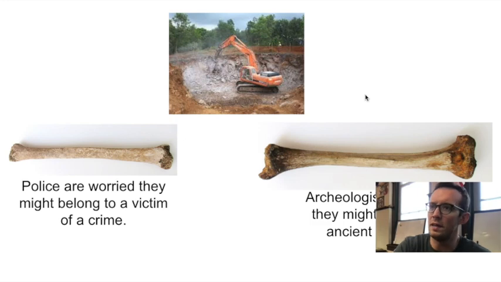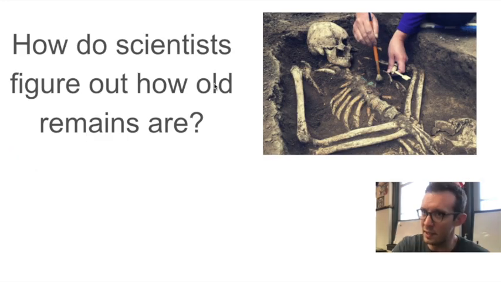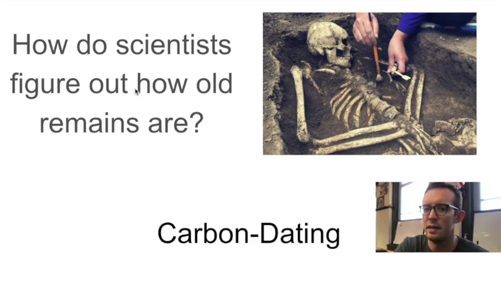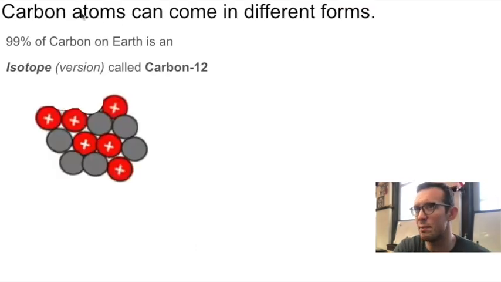And so the question that we're going to address this week is how scientists figure out how old remains are. And so the answer is a process called carbon dating, which scientists can use to figure out the age of bones by looking at the carbon atoms that are inside of them. And so what makes carbon dating possible is the fact that carbon atoms come in different forms.